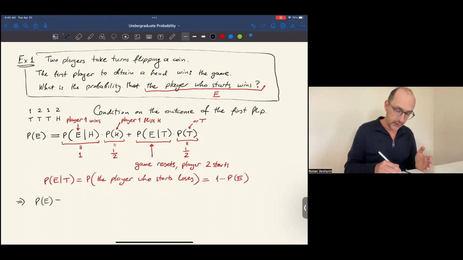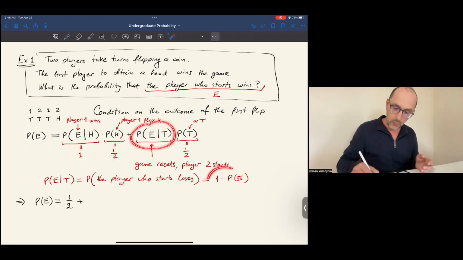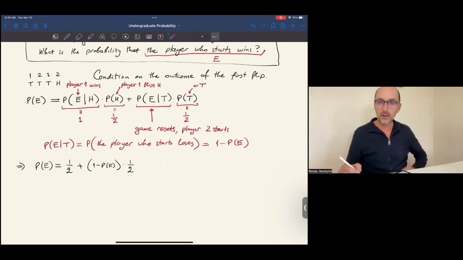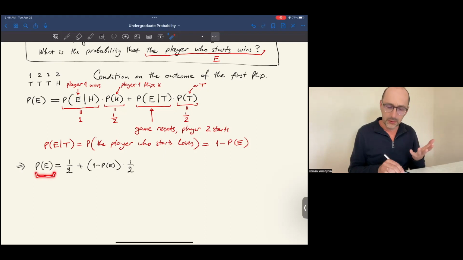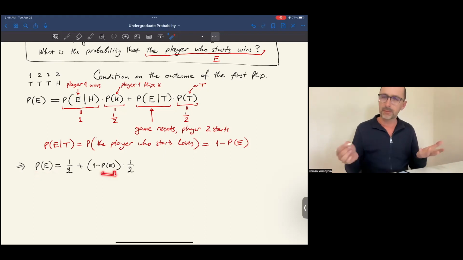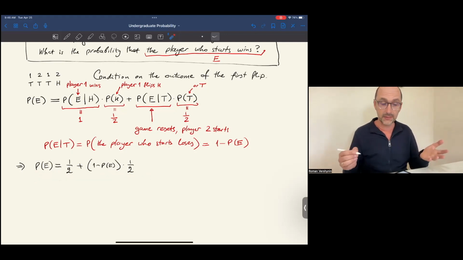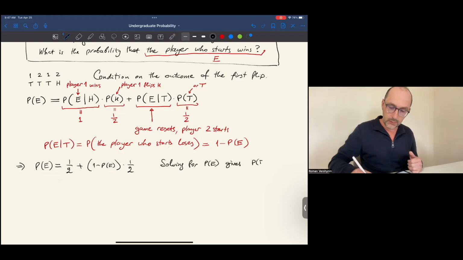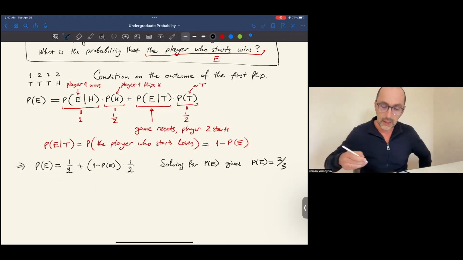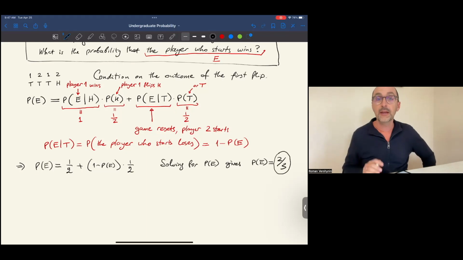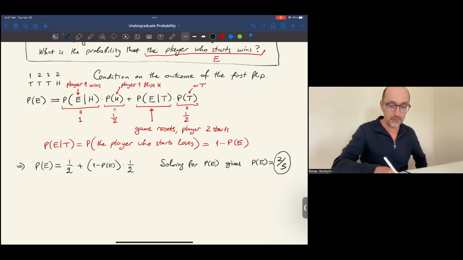So we obtained this equality. P of E equals 1 times 1/2 plus (1 minus P of E) times 1/2. It's funny that we wanted to compute P of E, and we computed this in terms of P of E itself. So we didn't quite get the answer. However, we get an equality. We can solve this equality for P of E and get P of E equals 2/3. Do it. And that's the answer to our problem. As we predicted, the player who starts has an advantage. And so the probability of him or her winning is larger than 1/2, and it happens to be 2/3.